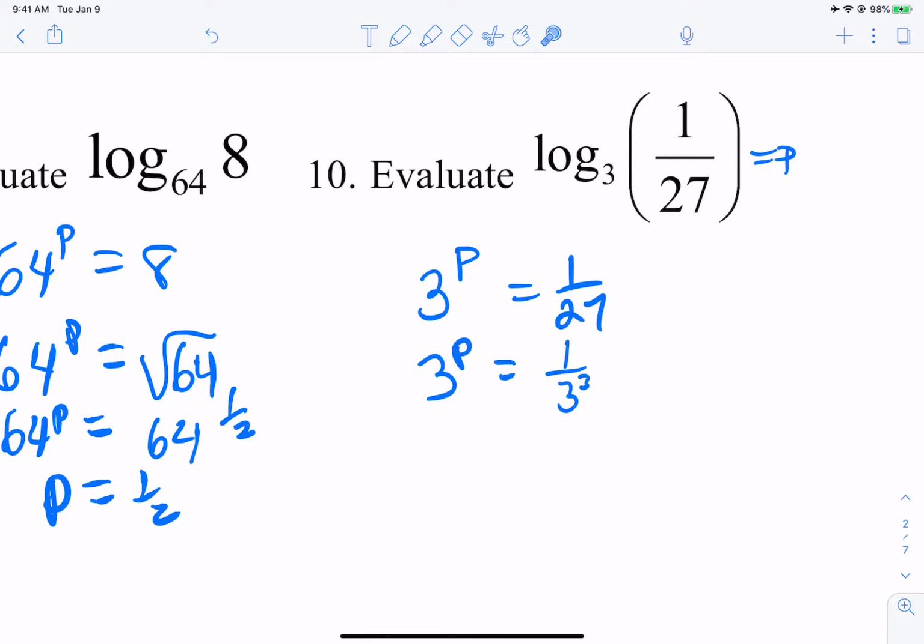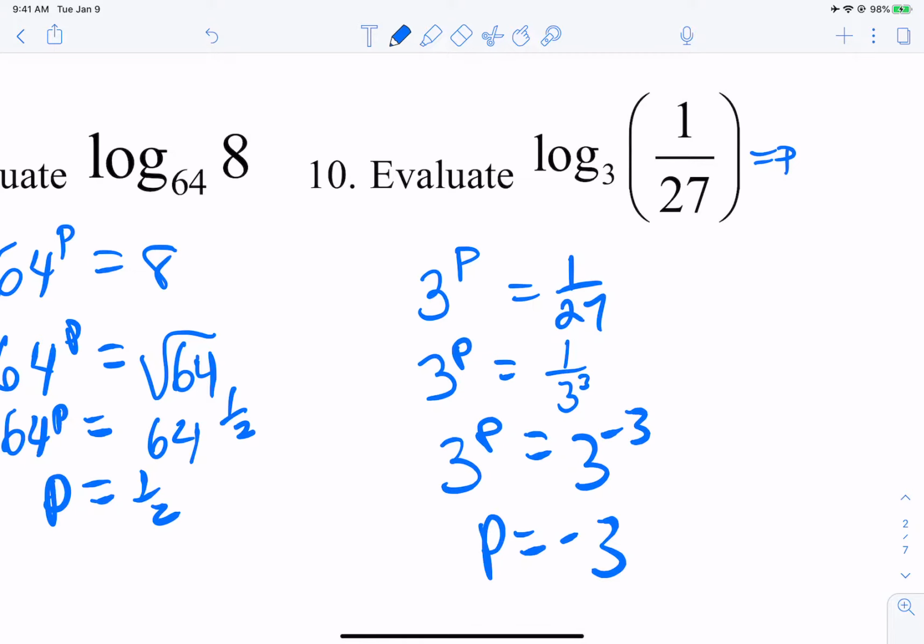Yes, negative exponent's sole purpose is to take something and make it its reciprocal. So if we write this as 3 to the negative 3, we just found the answer. What power did I put on a 3 to flip it and cube it? Well, the negative is going to flip it, the 3 is going to cube it. The answer is negative 3.